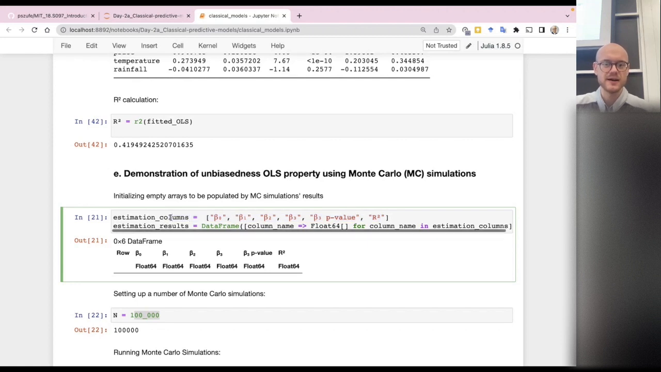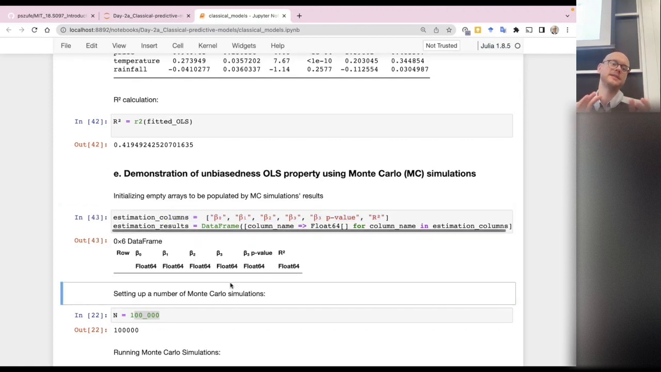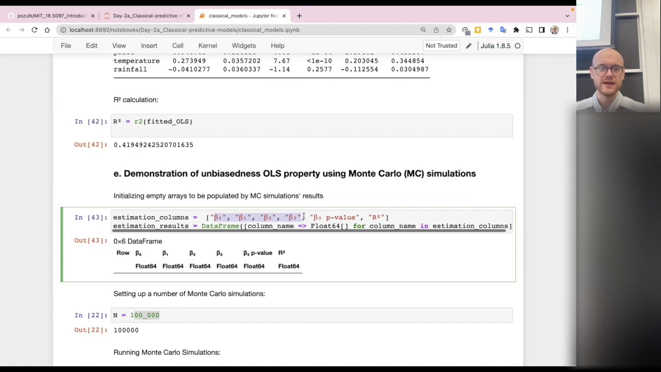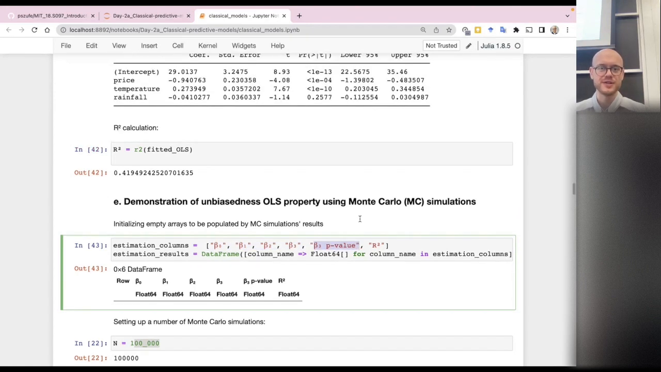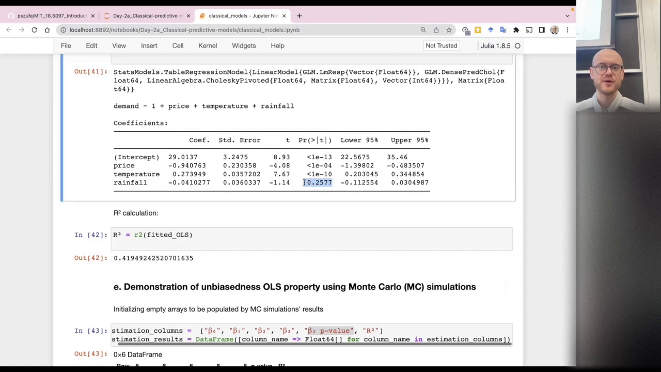So here we are creating an empty data frame composed of 6 columns, and for now there are no rows. And we will populate this data frame with rows in the simulation. What are the columns? We want to save all coefficient estimates from beta 0 to beta 3, but also the beta 3 p-value. What is it? This is this value. We don't want all 4 p-values, but only the p-value for the rainfall.